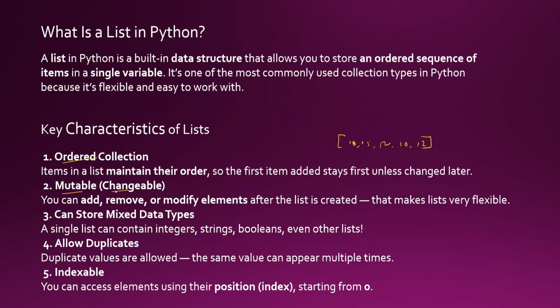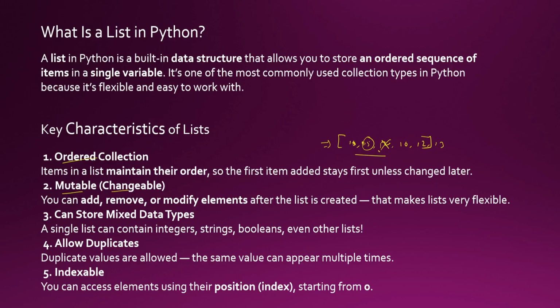It is mutable. Mutable is changeable. You can add, remove, or modify elements after the list is created. That makes list very flexible. So after creating this list, we can add another value over here. We can add another value over here. We can modify any value. We can remove any of the values. So we can perform any operation over the list. That is why list is mutable, that is changeable.